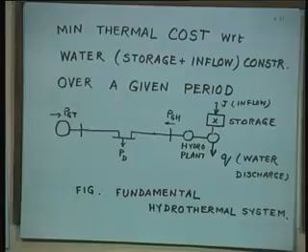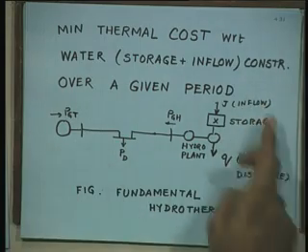We still try to minimize thermal cost with respect to constraints. What are the constraints? Main constraint is water constraint. Two types of water constraints: storage, Bhakra, reservoirs, and inflow, how much inflow is available, that is the data of course. So, depending on this, we have to minimize over a given period. Period as I said can be day, week, month, year.